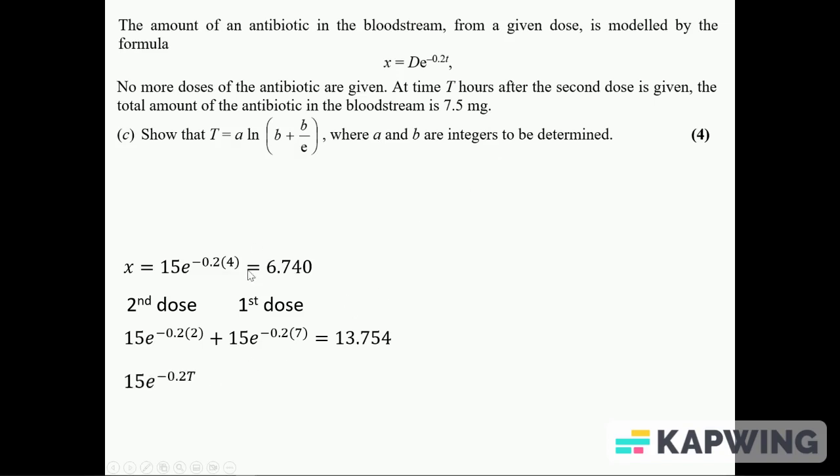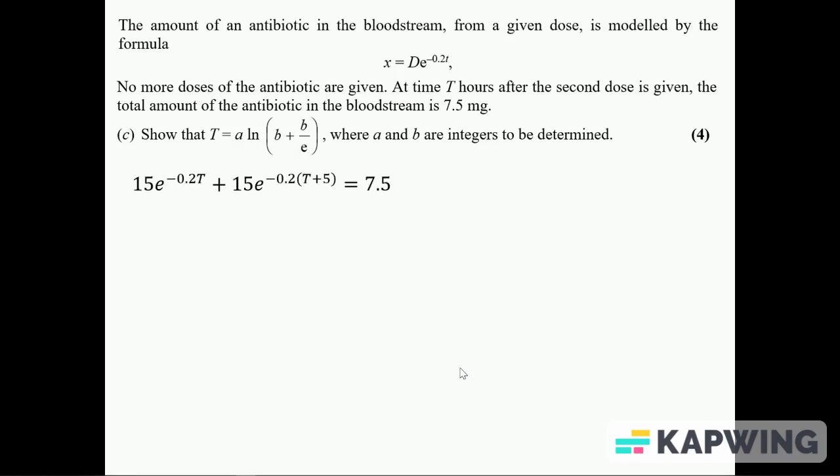So the second dose will have been in for T hours. So the amount of the second dose that's left, just like when the second dose was in for 2 hours, is for T hours now. And then the first dose will be in for 5 hours more. So that's e to the minus 0.2 times T plus 5, and that's equal to 7.5. And we've got to work out what T is in terms of ln. Right, so there's the equation.